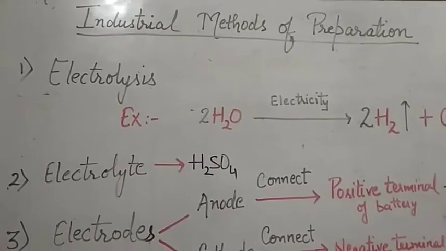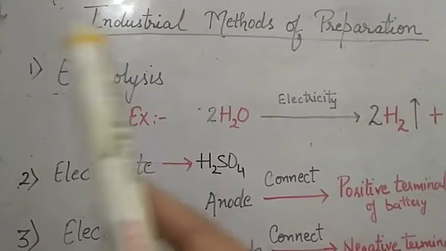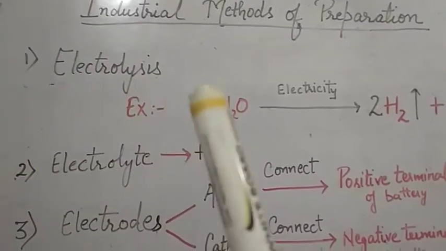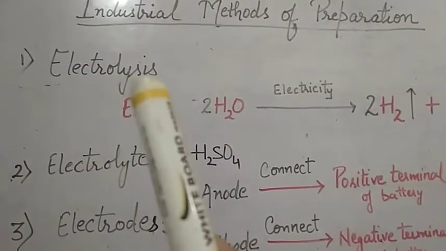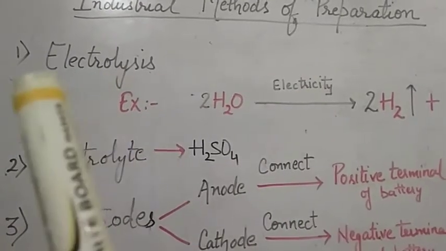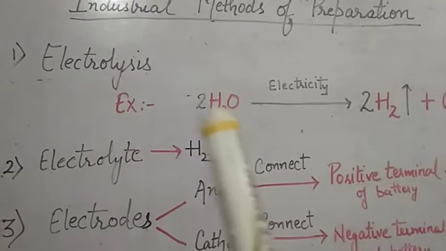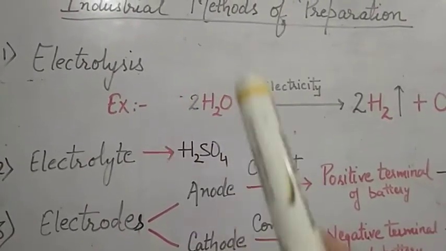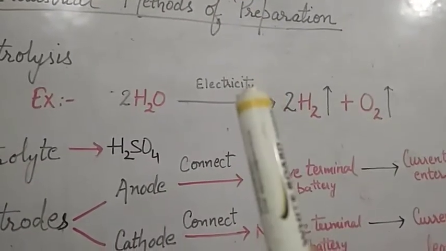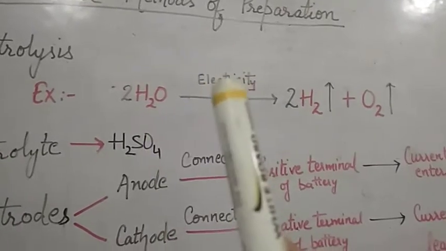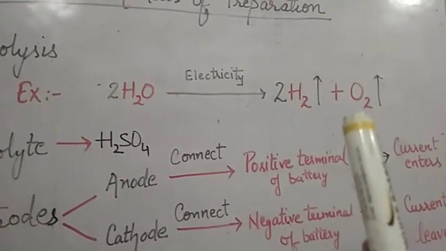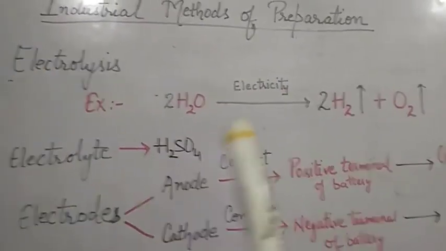What is electrolysis? Electro means electric current and lysis means breakdown or splitting. So when any chemical compound breaks down into its constituent elements in the presence of electricity, that is known as electrolysis. For example, water is a chemical compound. It breaks down in the presence of electricity into its constituent elements, that is hydrogen and oxygen. So this process is known as electrolysis.